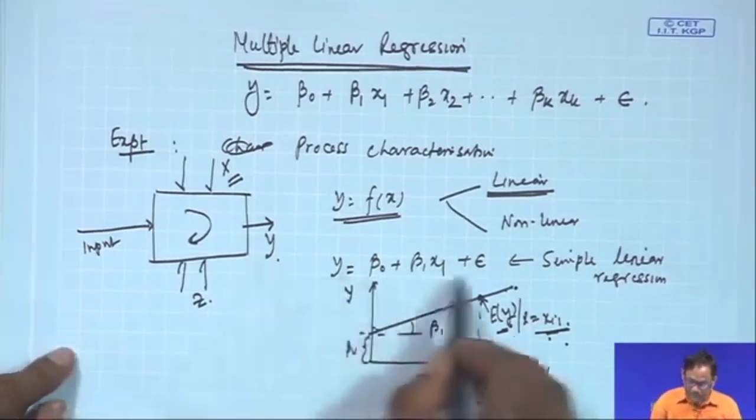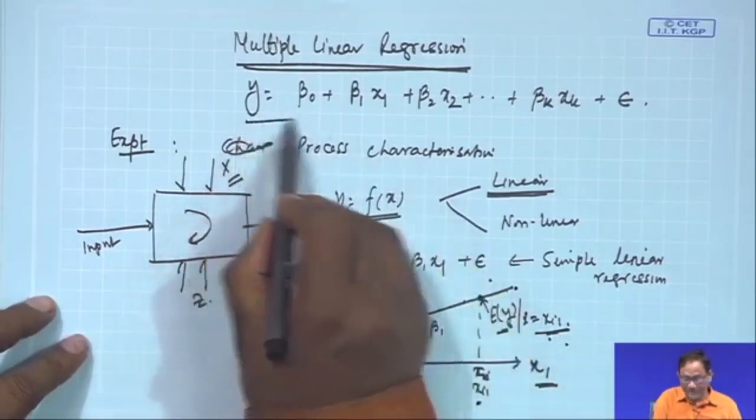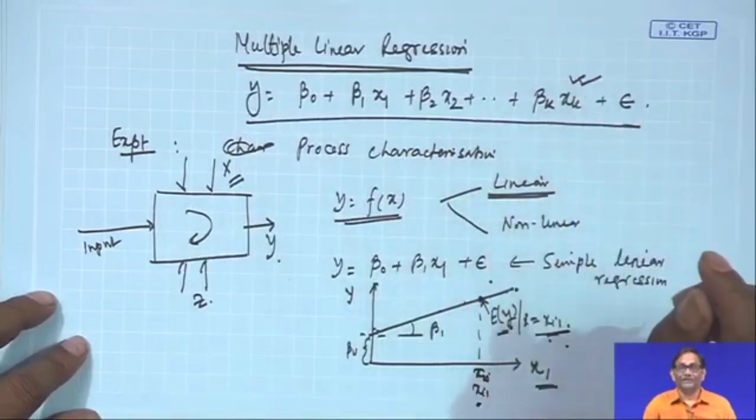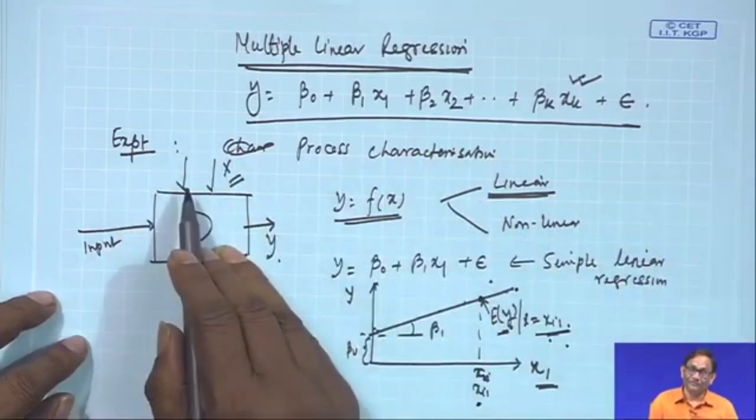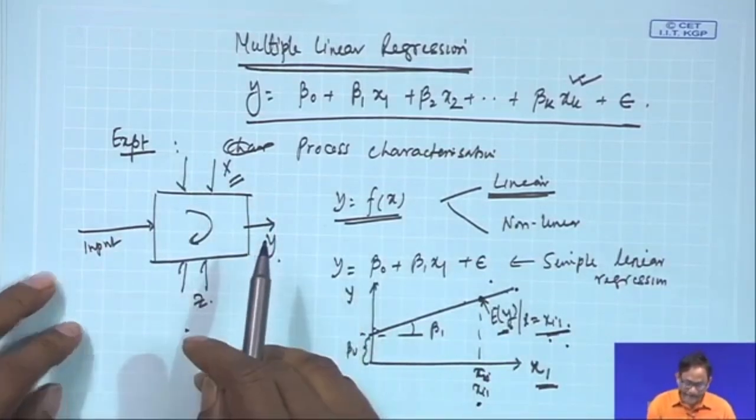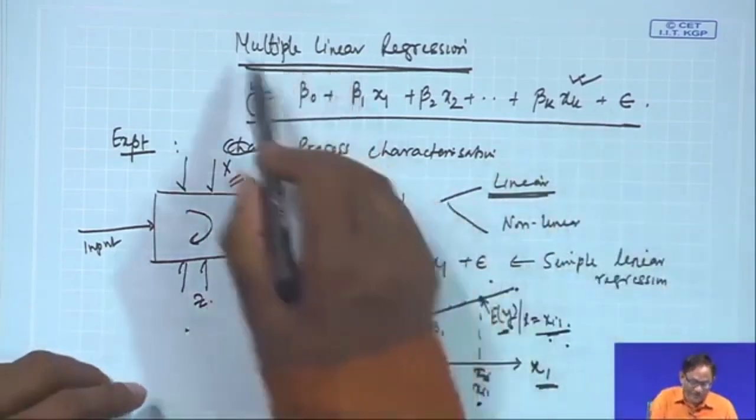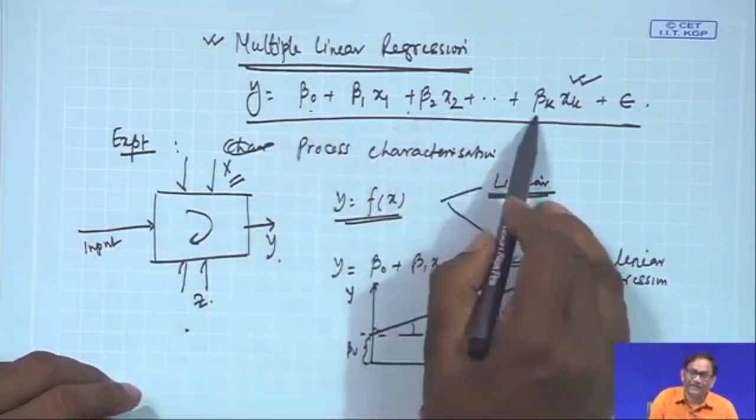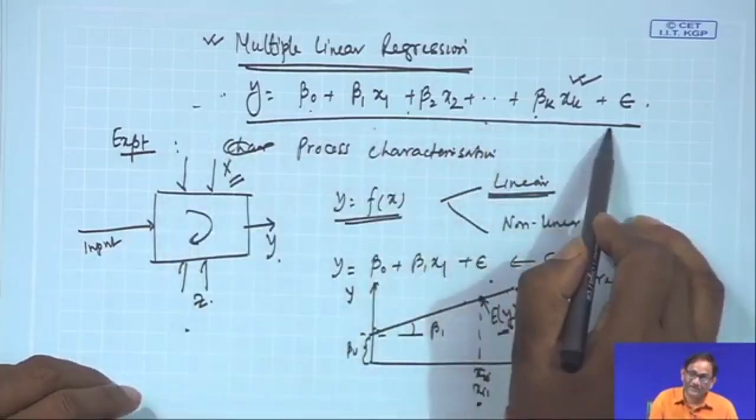Now, if there is more than one factor, then your equation will be like this. Suppose there are k number of factors. I am talking about controllable factors here. We are not considering z at this moment. We can include z here also, but for simplicity I am not doing so, because our aim is to see multiple linear regression. So, this equation represents multiple linear regression.